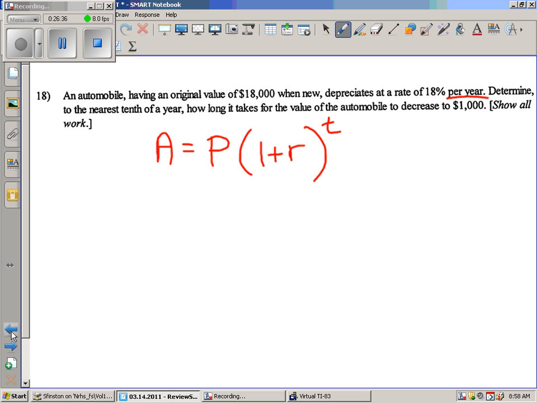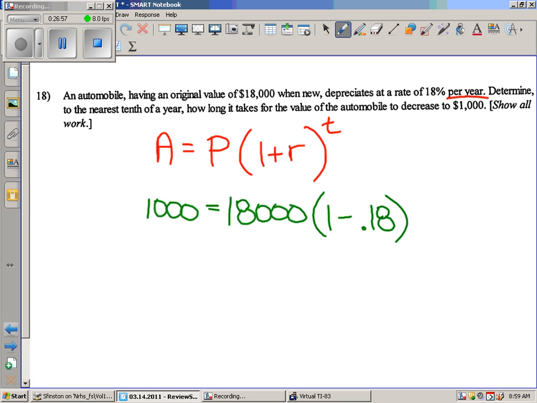So, okay, A. A is the ending amount, 1,000. P, the principal, the starting amount, 18,000. R, it's not increasing, it's decreasing. So what do we do? Minus 0.18. And what do we want to know? T. We've got no idea what it is. Okay, that's easy. 18,000 times 1 minus 0.18, I think, is 0.82, raised to the T.